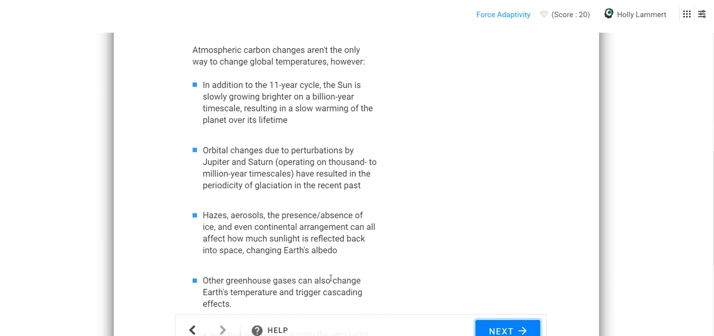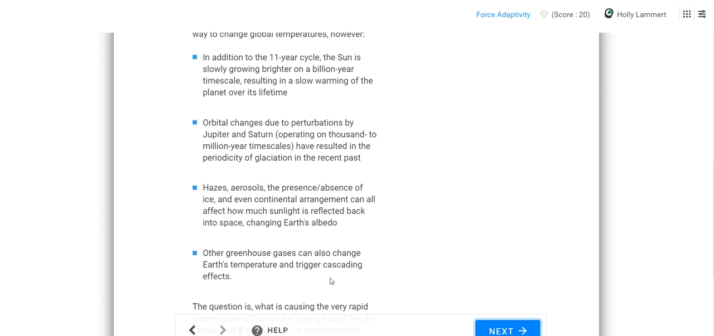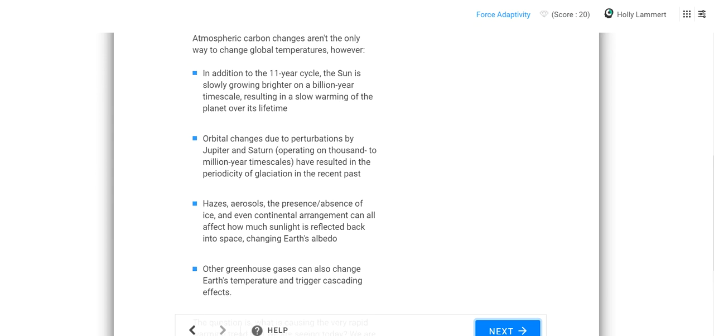Atmospheric carbon changes aren't the only way to change global temperatures, however. In addition to the 11-year cycle, the sun is slowly growing brighter on a billion-year timescale, resulting in a slow warming of the planet over its lifetime. So yeah, we're actually at the end of the 11-year cycle, which is actually decreasing the amount of radiance, so we should be getting colder anyway.